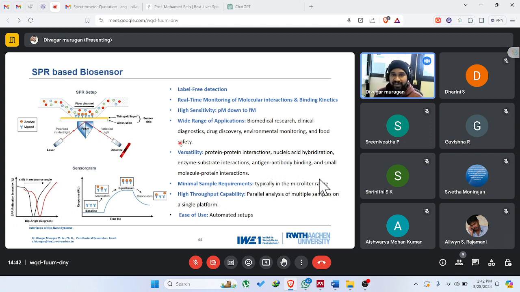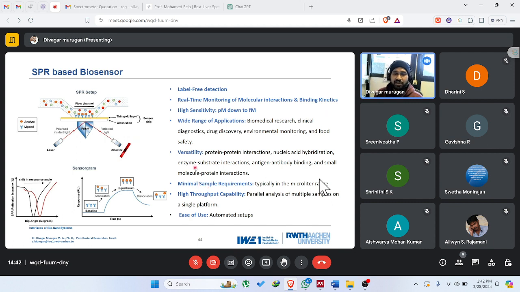It is more versatile in the sense we can detect protein-protein interaction, nucleic acid hybridization, as well as enzyme substrate interaction, antigen antibody. So any kind of biomolecular interaction, we will be able to clearly identify what kind of interaction it is and what is the binding affinity using the SPR system. So all these things contribute to the very sensitive nature of the gold film that is on the top, which is very sensitive to the refractive index changes happening in the surrounding medium.